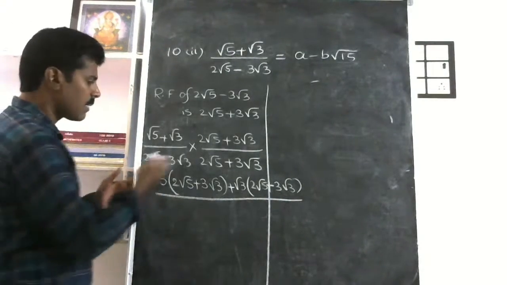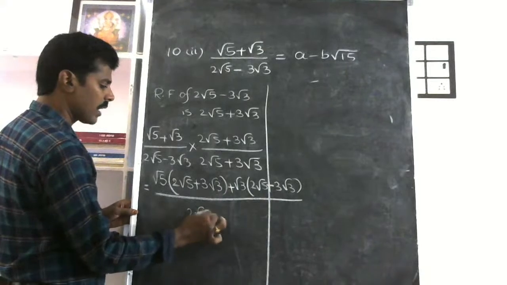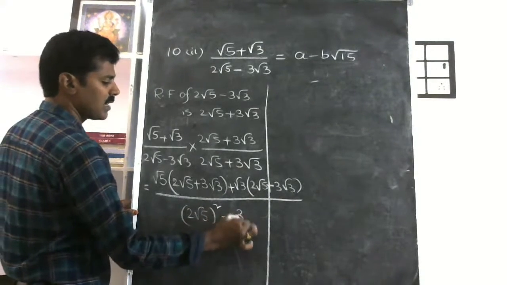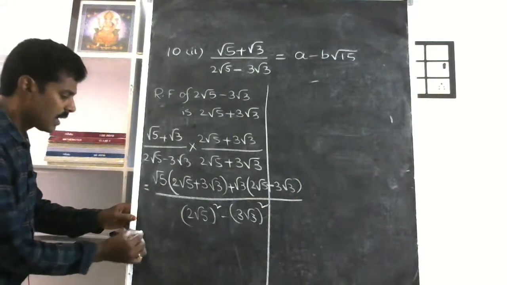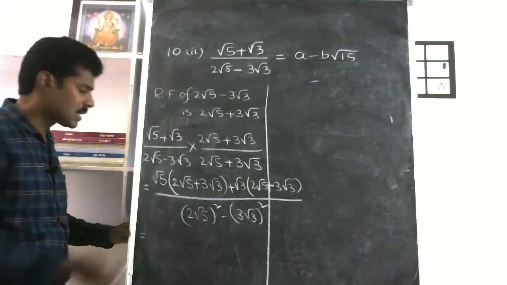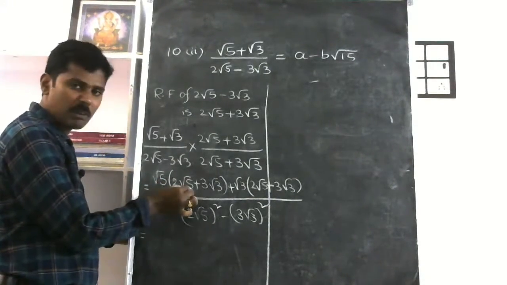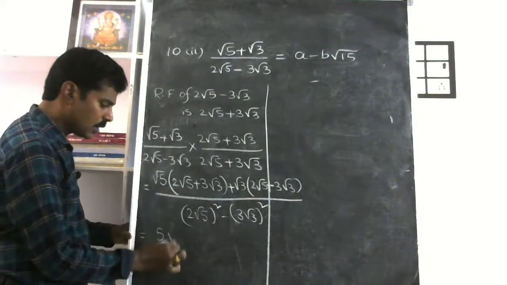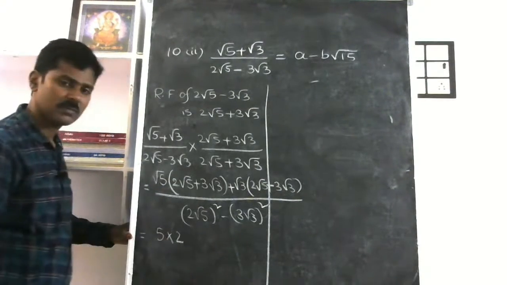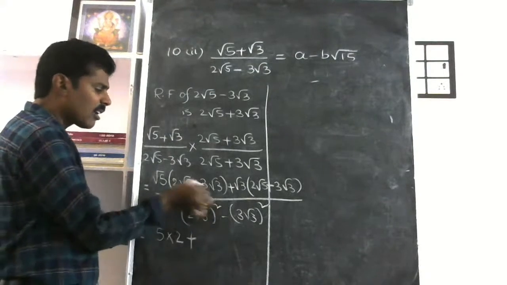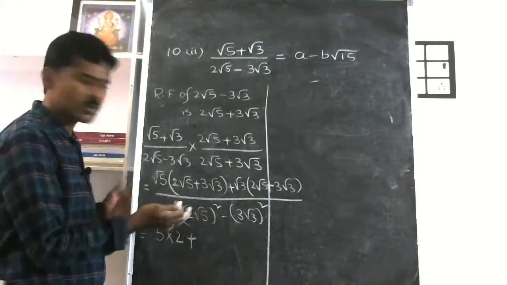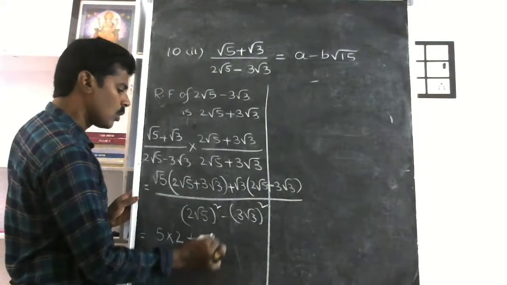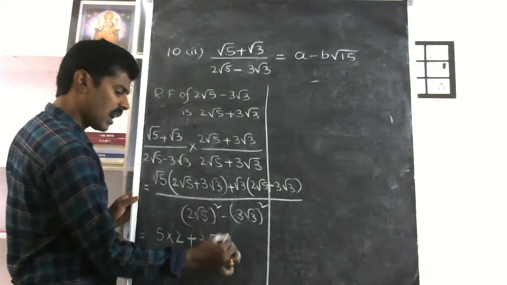We always know that (a minus b) into (a plus b) gives (2 root 5) whole square minus (3 root 3) whole square. This is simple, and now I am applying my logic here. Root 5 into root 5 becomes 5, into 2 remains 2. Plus, here I cannot do anything because I won't get the root outside. So I will get 3 into root 5, 3 fives are 15. I have been left with no option.